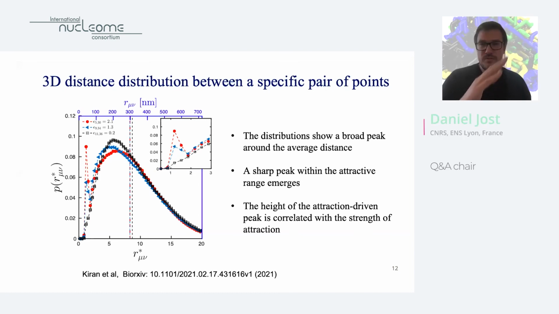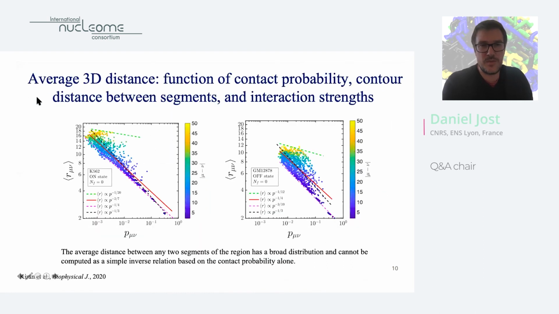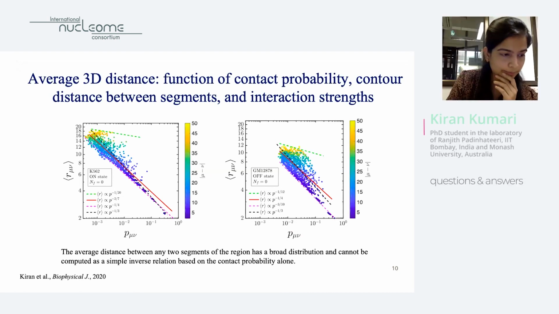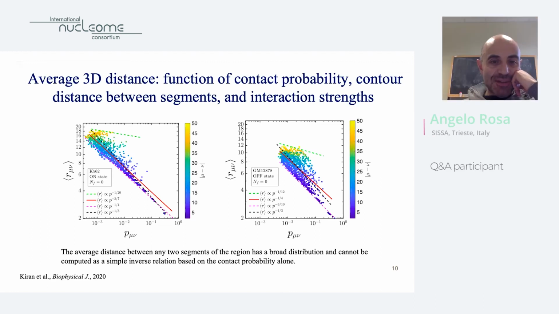Okay, but for the scaling laws, can you check the scaling laws that you are predicting, like the 1/4 or 2/7, with experimental data? Did you already? Yes, there is a recent publication which shows that the spatial distance goes as 1/5, which is close enough, but if I'm not wrong, it's for a mouse embryonic stem cell. Okay, that is handy. Thank you very much for the talk.